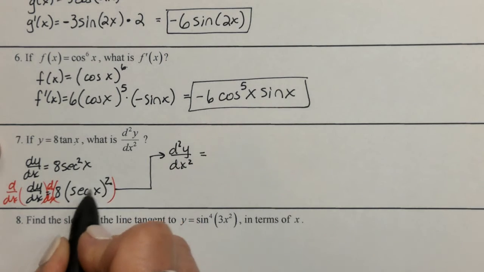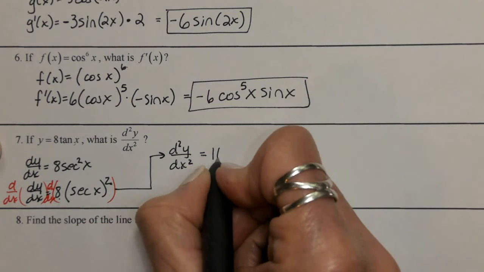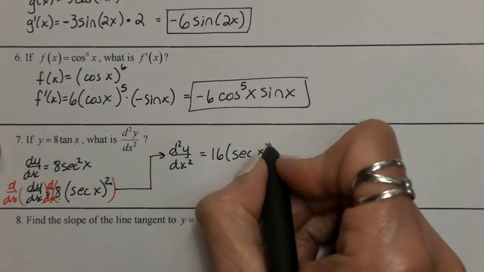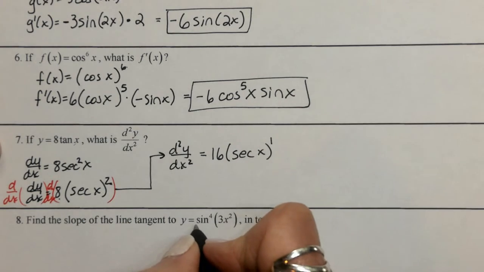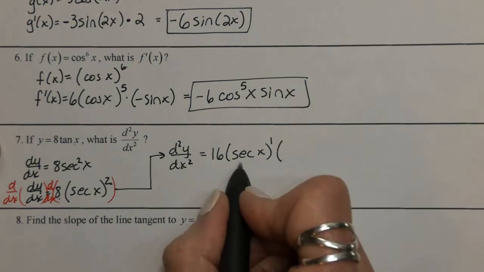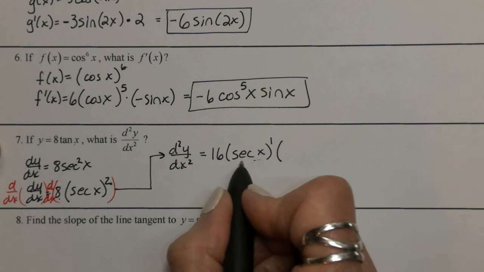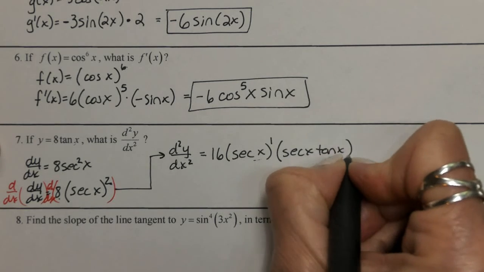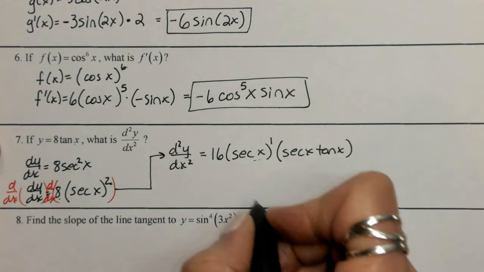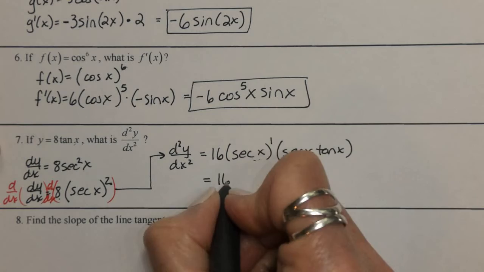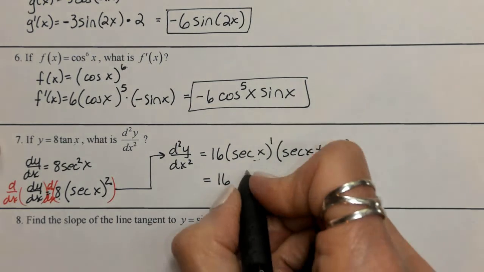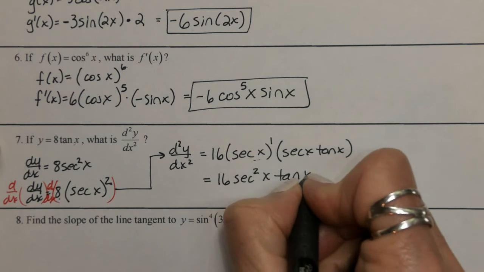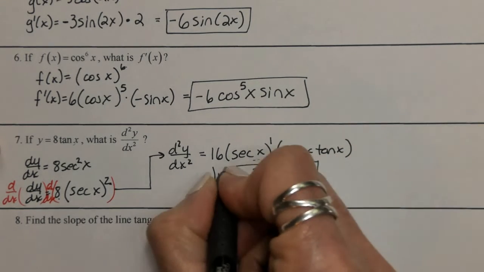So 2 times the 8 is 16. Keep your secant x, decrease your power by 1, and now multiply by the derivative of the inside. Secant x tangent x is the derivative of secant x. So this gives us 16. We have 2 secant x's and a tangent x, all multiplied together. No pluses in there.